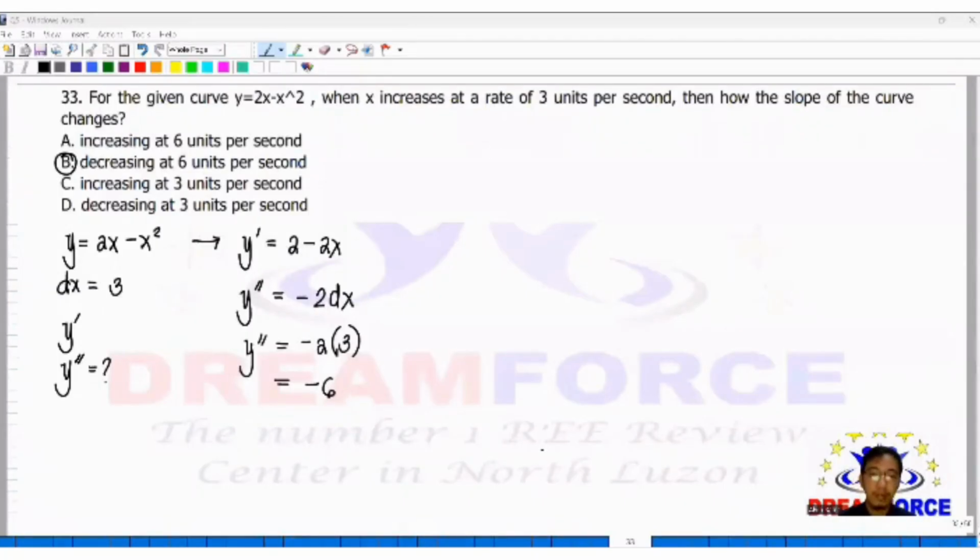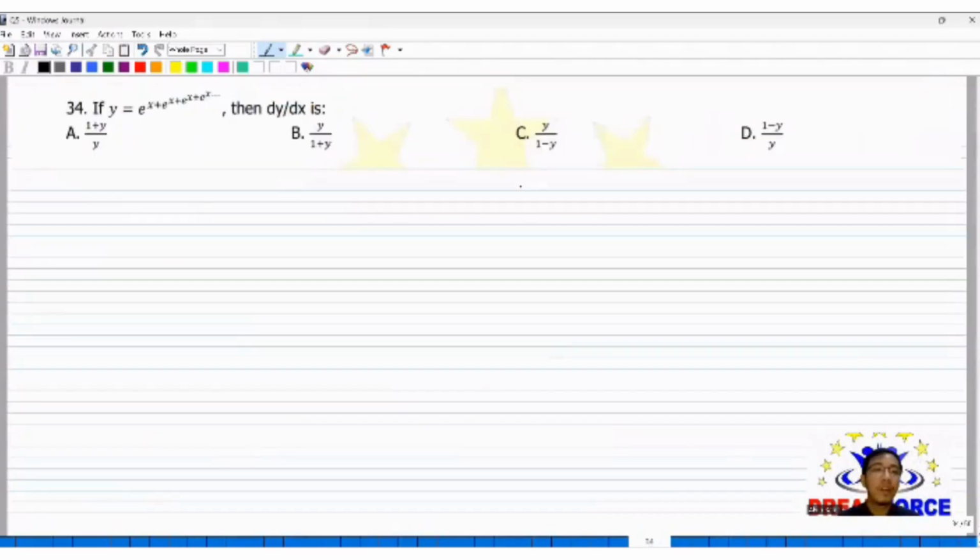Okay, next number is number 34. So if y is equal to e raised to x plus e raised to x and so on and so forth, what is its derivative? Okay, sige. Rewrite ko lang. Y is equal to e raised to x plus e raised to x plus e raised to x.